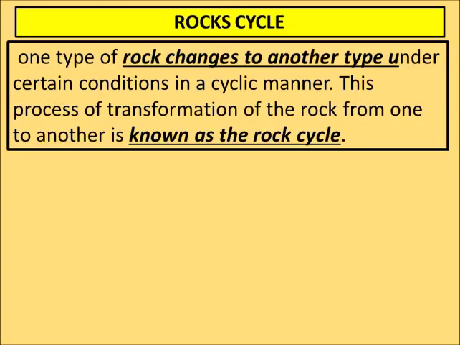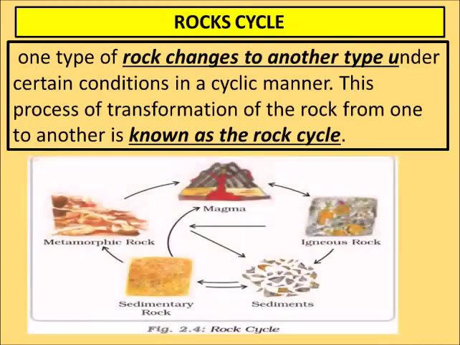Now what is the rock cycle? One type of rock changes to another type under certain conditions, and that too in a cyclic manner. Cyclic means connecting with each other in a circular manner. This process of transformation of the rock from one to another is known as the rock cycle. The first rock we talk about was magma. Magma came out of the volcano. Then when it came on the surface of the earth, it cooled down and became igneous rock.